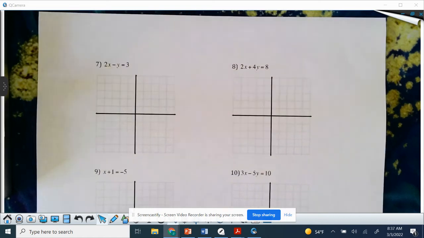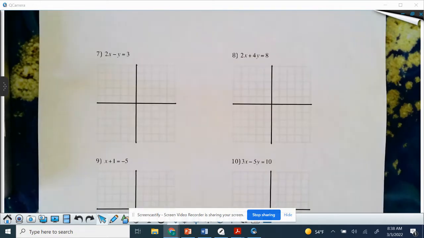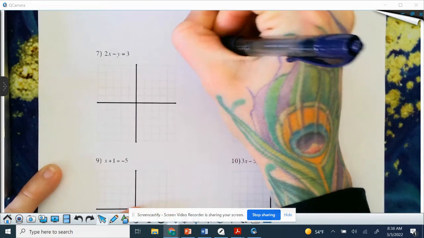So continuing our adventures in graphing linear equations, in this case though, I believe all of these are actually in standard form, so we're going to have to convert them to slope-intercept form. So practicing getting y by itself while putting it onto a graph. So we have 2x minus y equals 3.